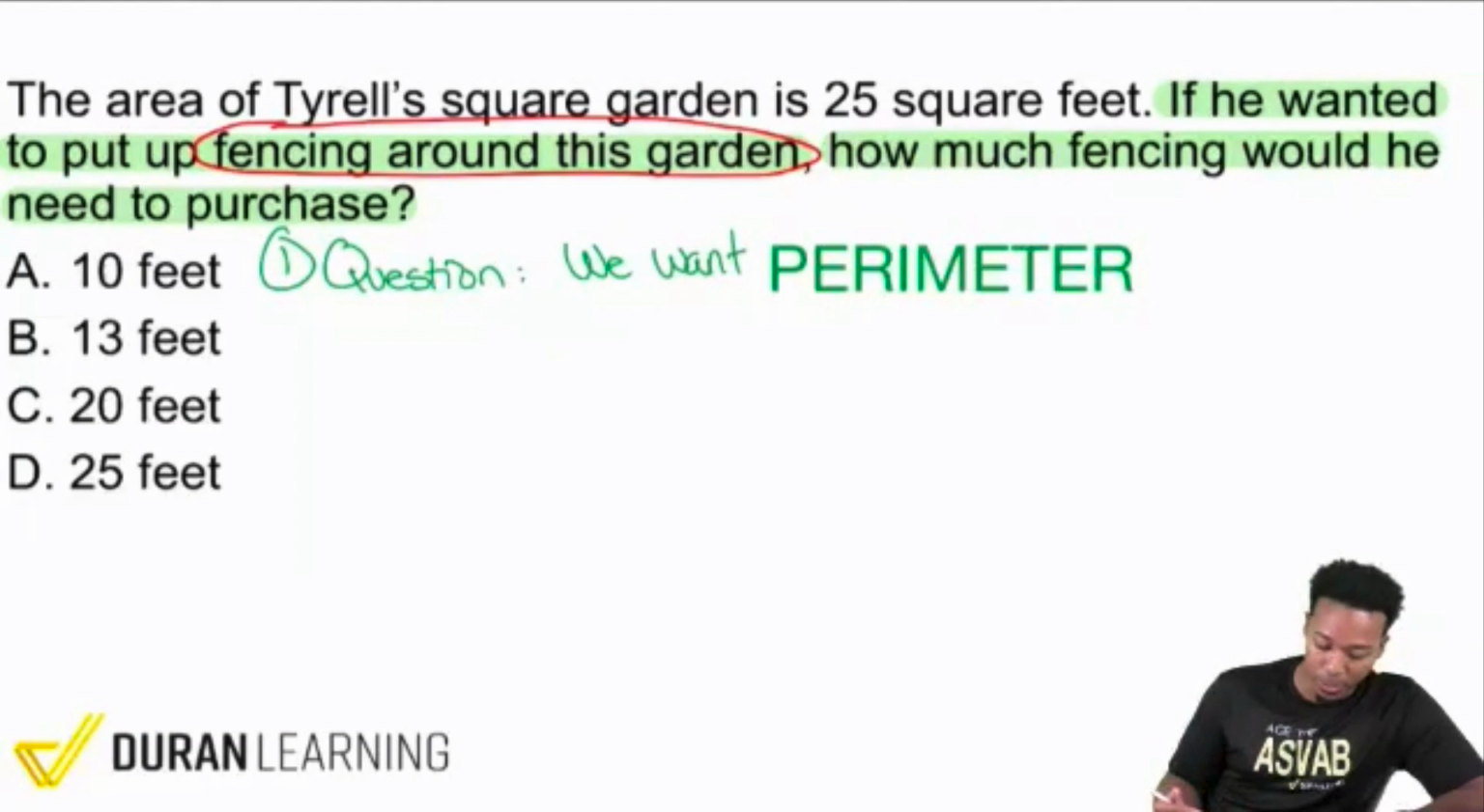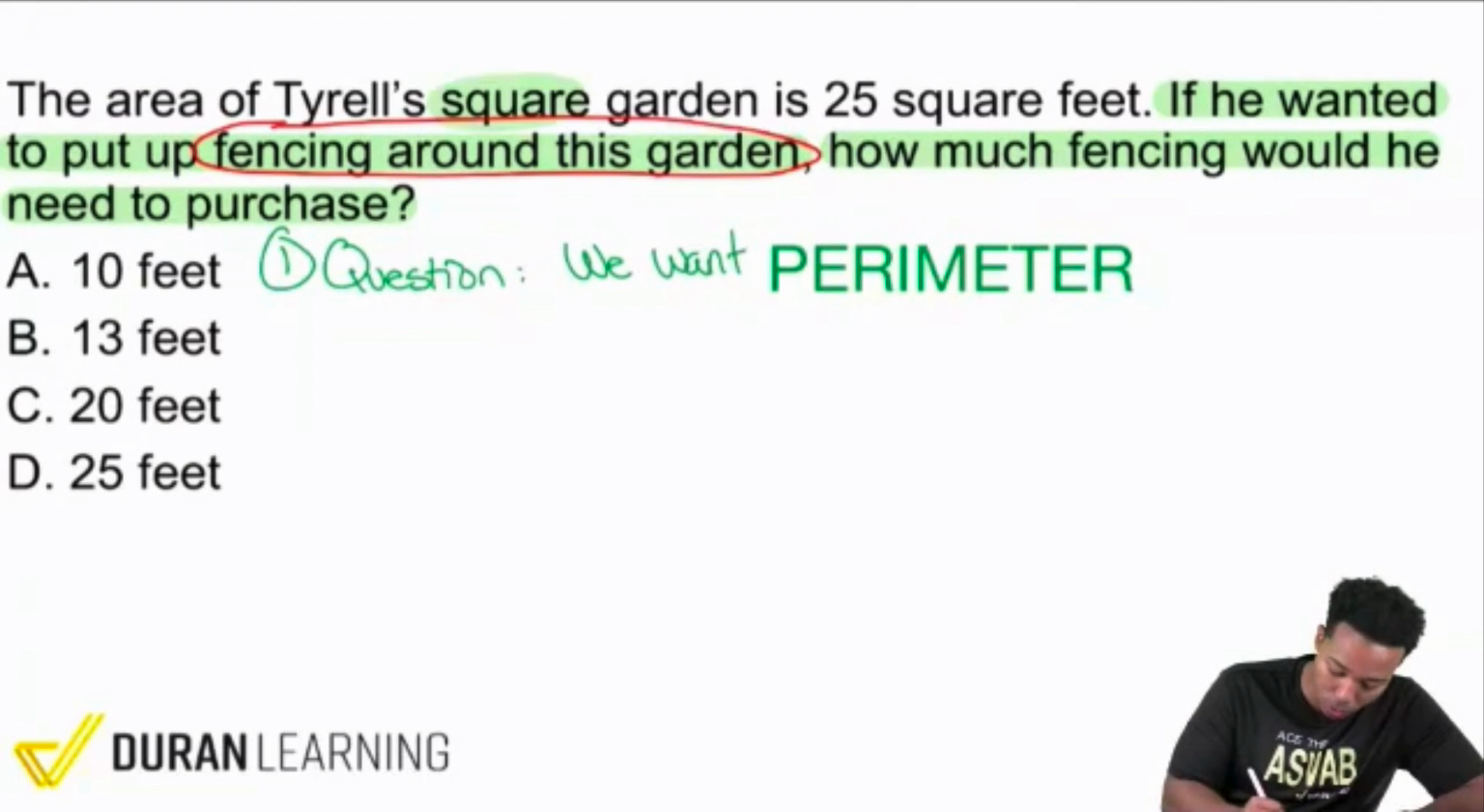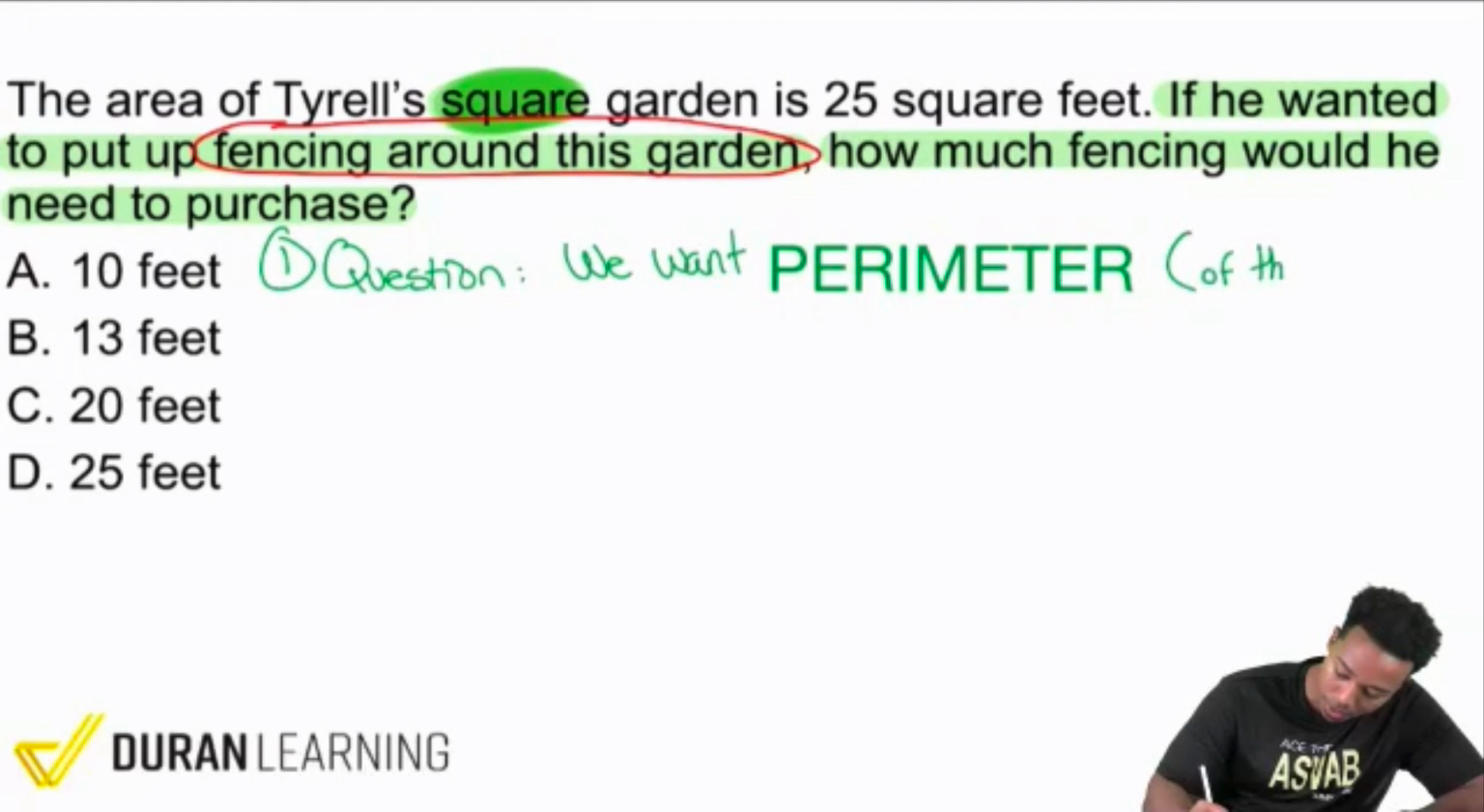We want perimeter. Now, everybody, can we identify the shape that we're dealing with? What's the shape that we're dealing with? Quick. We're dealing with a square garden right here. Square garden. All right, that's what we're dealing with. So we want the perimeter, and here we can say of the square.